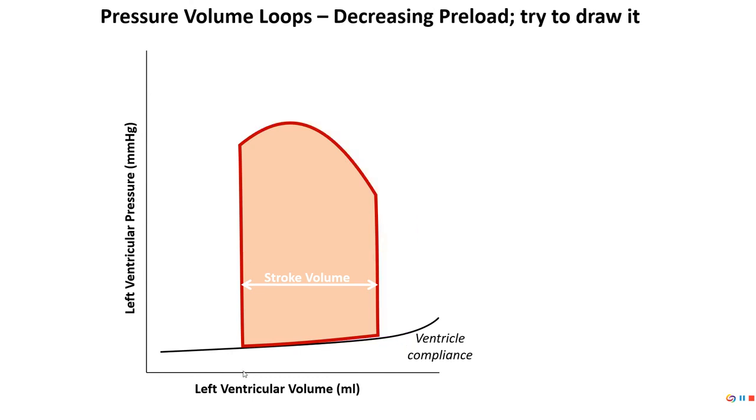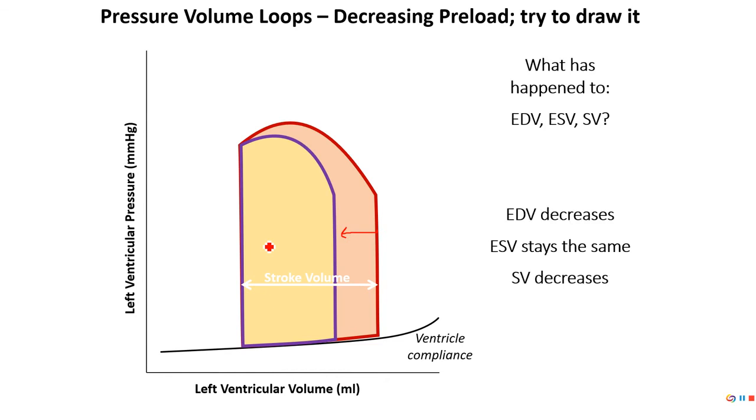Now, what happens if we decrease preload? It's similar, only instead of moving the far right segment further right, we actually move this segment this way. End diastolic volume decreases, end systolic volume stays the same, and stroke volume decreases. So that's what happens with preload. Preload only affects end diastolic volume and stroke volume. I'll circle them just to make it clear. It only affects these two. It has no effect on end systolic volume.